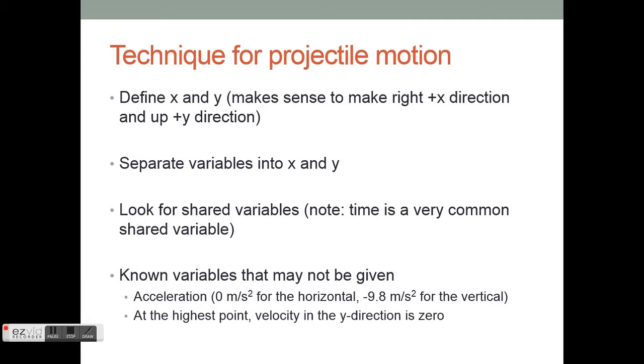At the highest point, the thing to remember is that the velocity in the vertical direction is 0 at the highest point. The velocity in the horizontal direction probably is not 0 at the highest point. Let's look at an example problem.